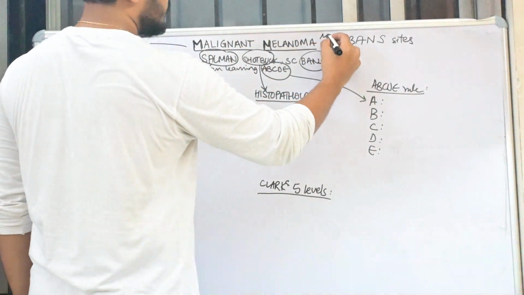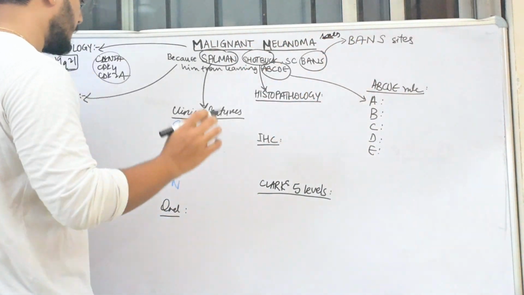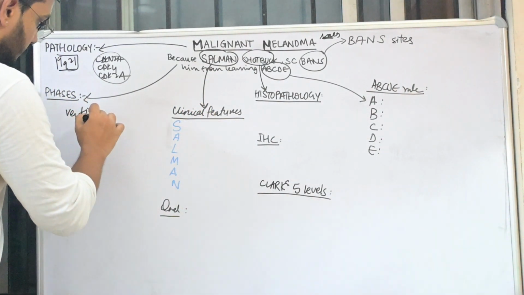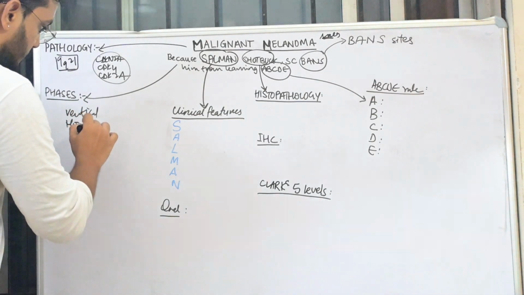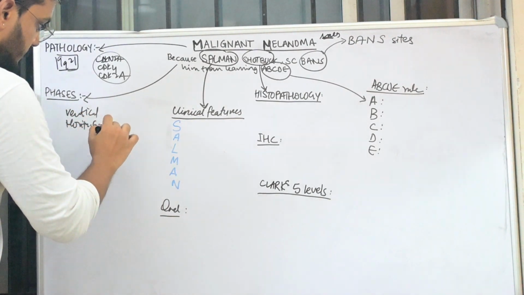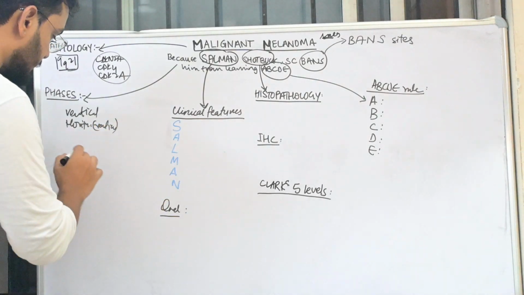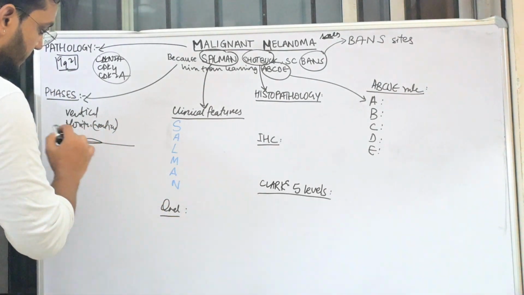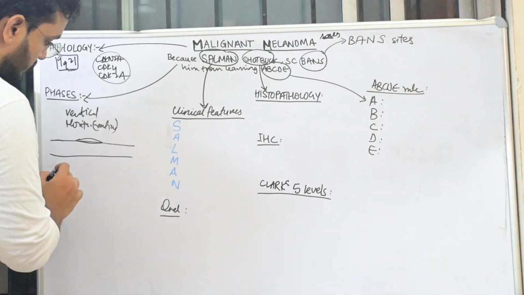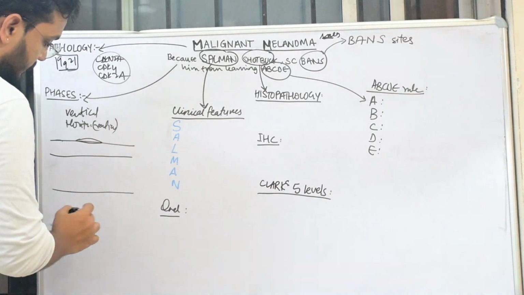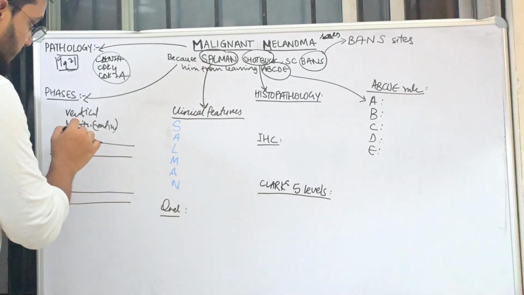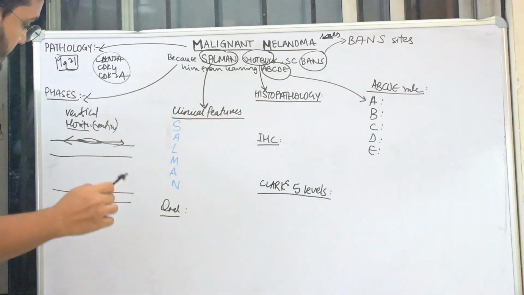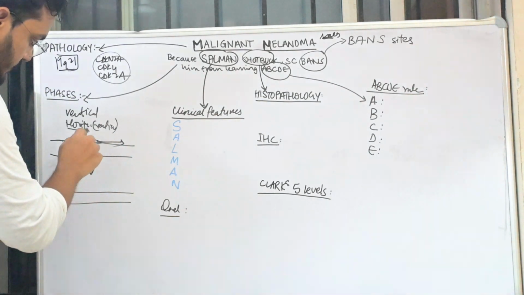Also remember, malignant melanoma starts with M, and it is most common in males. Then it has two phases. One is the vertical phase and the other is the horizontal phase, also known as the radial phase. So what exactly does it mean? This is the skin on which the malignant melanoma is taking place, and this is the epidermis, this is the dermis, and this is subcutis. So in horizontal it will move in this manner, but in vertical phase it will move in a vertical manner.